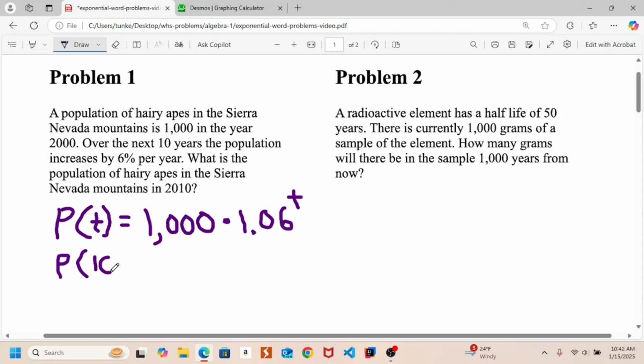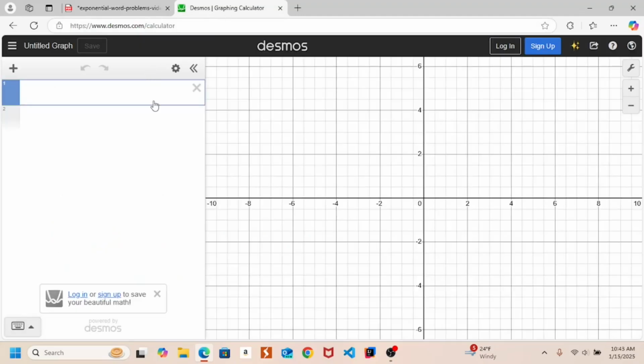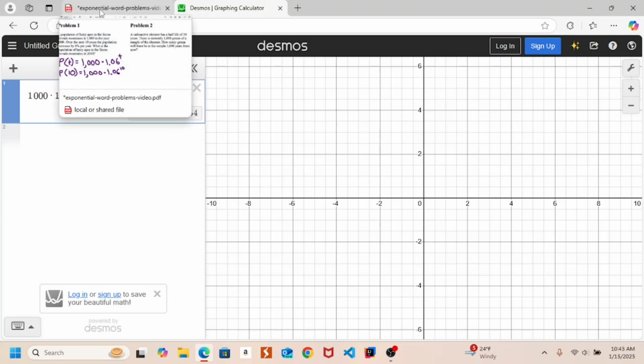So the population after 10 years, from 2000 to 2010, should equal 1,000 times 1.06 to the 10th power. So I'm going to switch over here to Desmos and enter that in. We'll do 1,000 times 1.06, and we'll raise that to the 10th power. And we get a population of 1,790.84. We're just going to use this as an estimate and say it's 1,791.